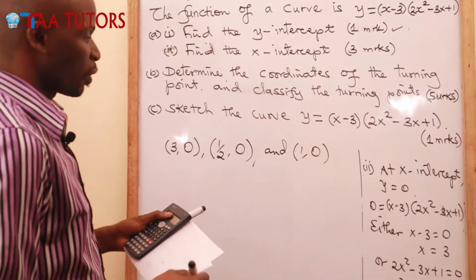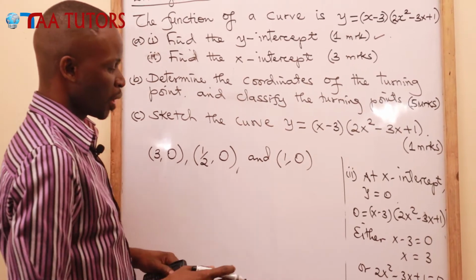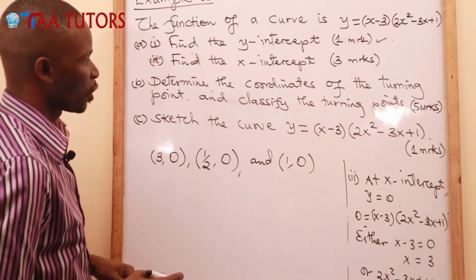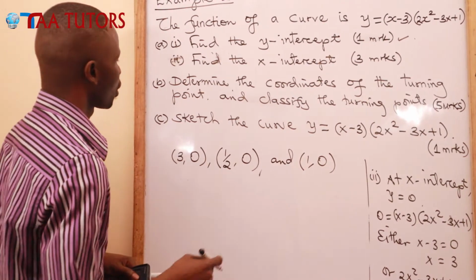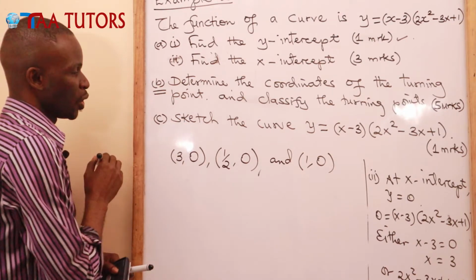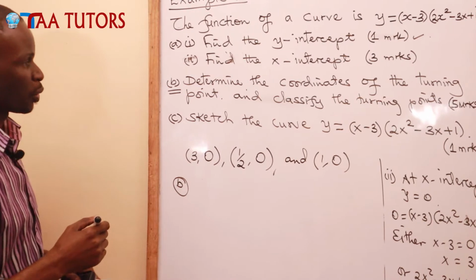So for 3 marks, we have been able to get the x-intercepts, and they are here. All of them are there. Viewers, I hope you are keeping them somewhere with me, because we are going to need them later on. Let's go to part B of the question, where we are supposed to get the turning point.